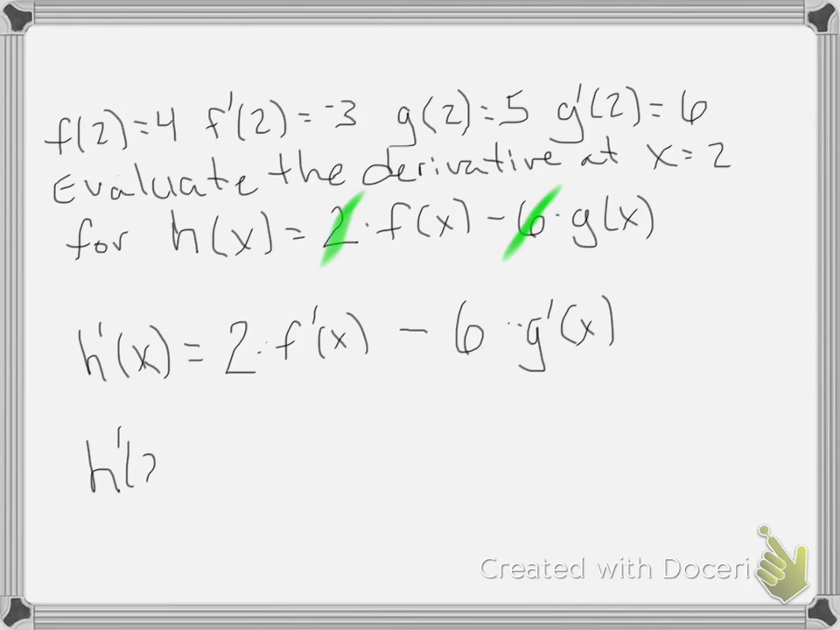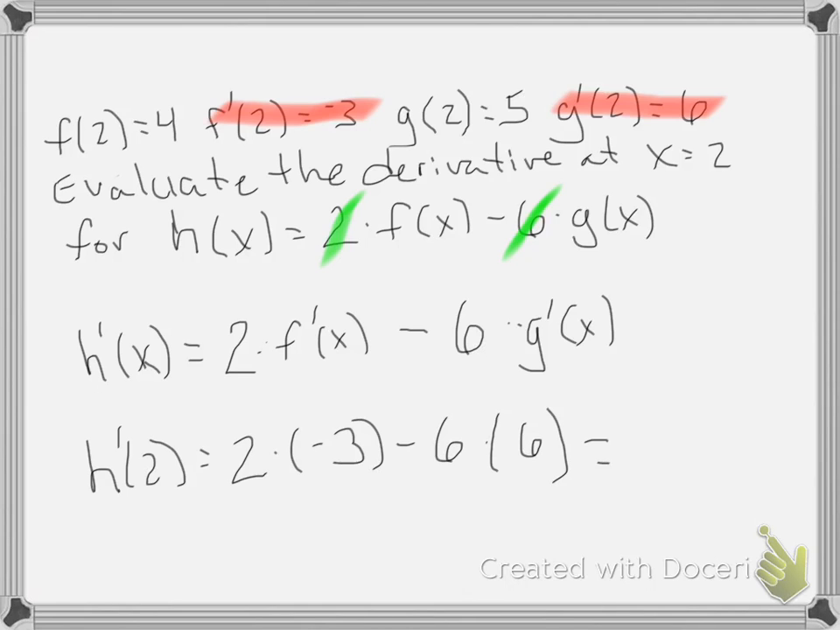So h prime of 2 is simply going to be 2 times the derivative of f at 2. Well, the derivative of f at 2 is given to us right here. That's negative 3, minus 6 times the derivative of g of x. The derivative of g of x is given to us right here, 6, and so we will utilize that.